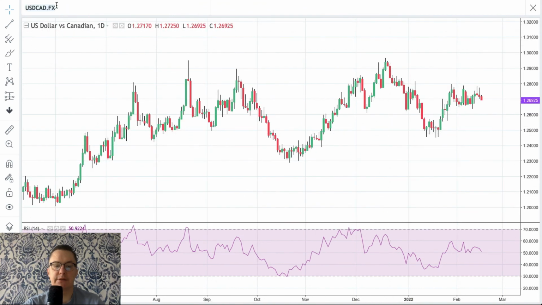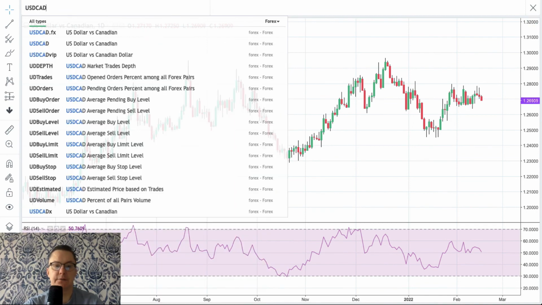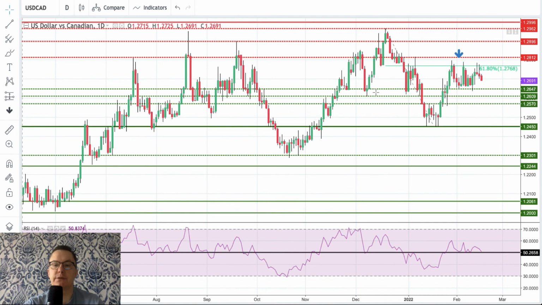Okay, because that's not this chart. Let me just take a look. US dollar to the Canadian dollar. And this is what I wanted. There you go. That's my chart.